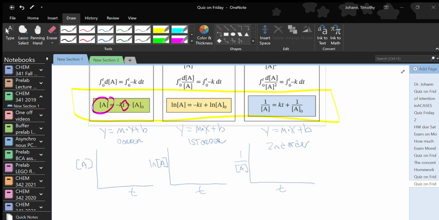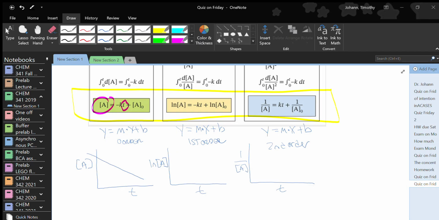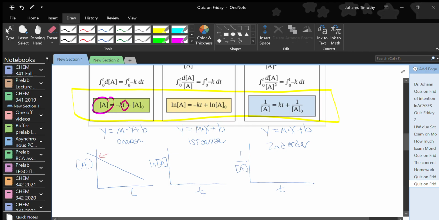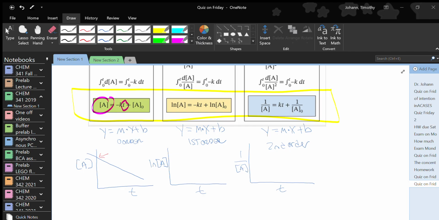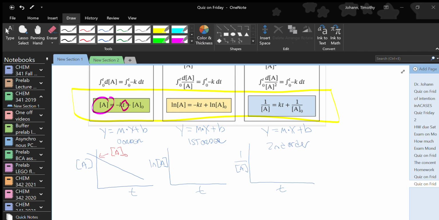What will the straight line look like for this one? It's straight and it has a negative slope, right? Because I've got a negative in front of the k. So it's going to look like this. And what is the value of the y-intercept going to be? It's my starting concentration of A, which intuitively makes sense, right? If this is my time zero, that's how much A I had when I started. And that's what's going on in this law.